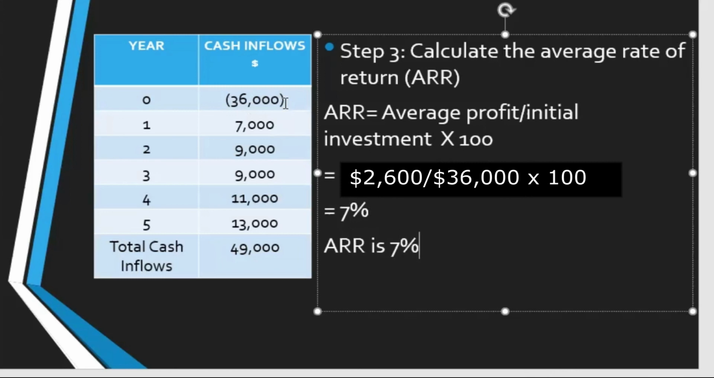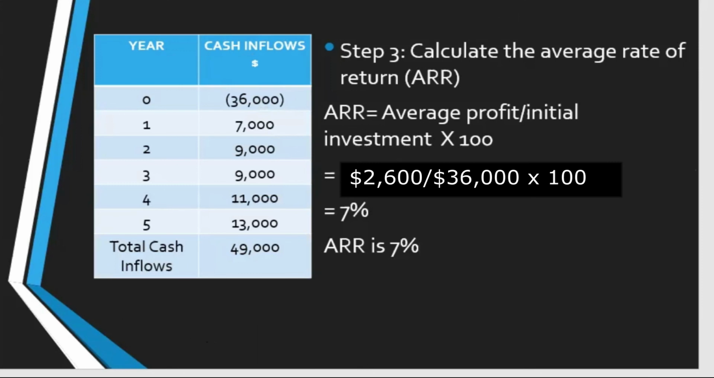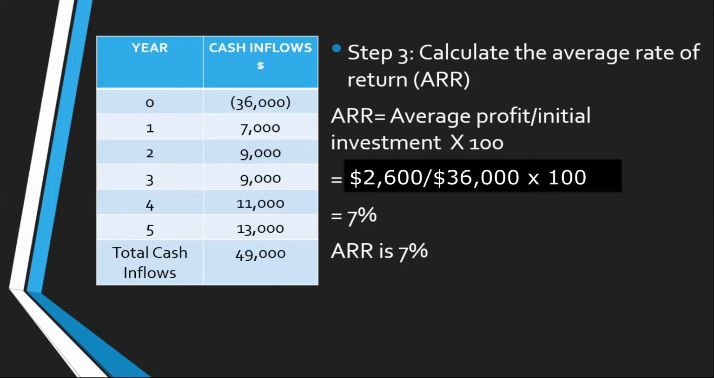All right, so that's a simple way of calculating the average rate of return. Now, this is the second method that can be used when doing an investment appraisal, the average rate of return. In the previous video, we looked at the payback period.